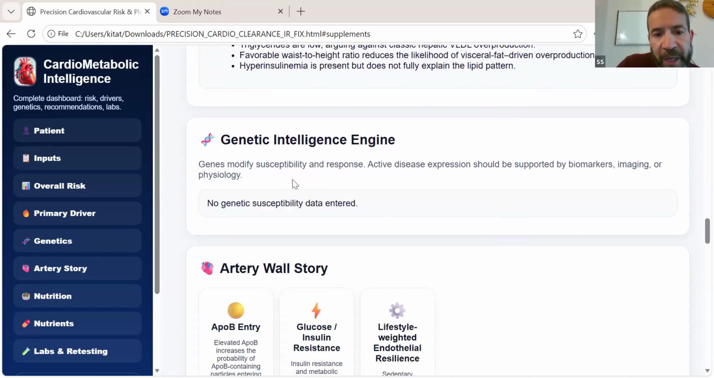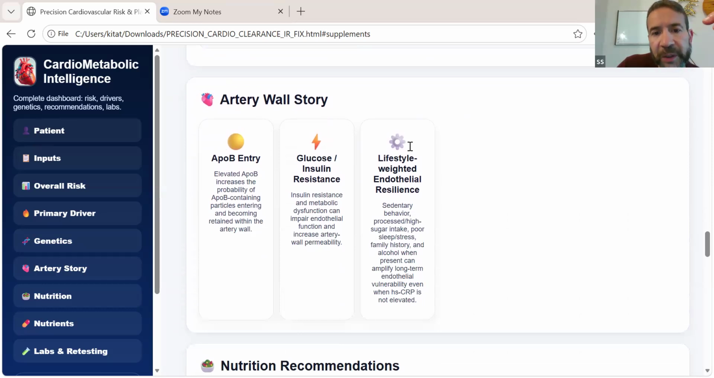All right. Now, the genetic, we didn't fill anything out, so there's nothing to report. Now, the artery wall. This is the artery wall story. What we have is a situation of high, elevated ApoB, high insulin resistance, and lifestyle components that are possibly contributing to plaque formation. This becomes very important when we do CAC measurement.